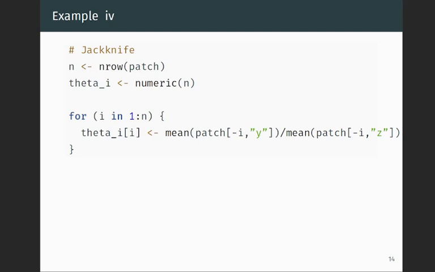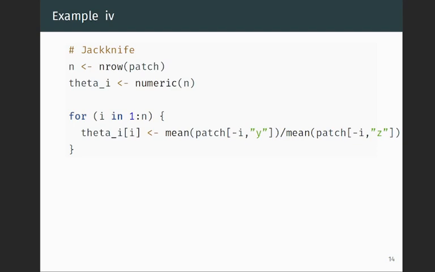So if I just go through each component here, we get mean of patch[-i, "y"]. So patch bracket minus i will take all the rows except the ith row. And then if we do y in the second position within the brackets, this will take the column y. And so effectively we're taking a subset of the data set, and then we're selecting just one column.